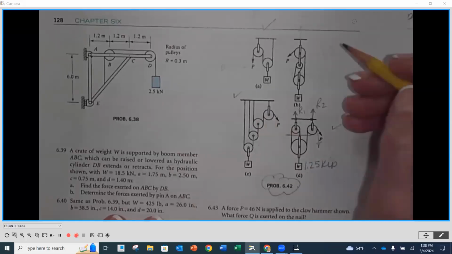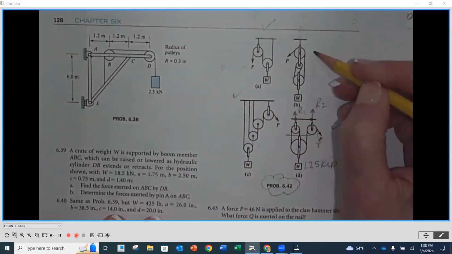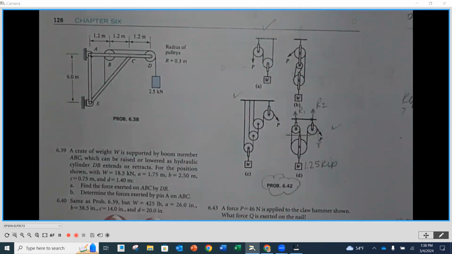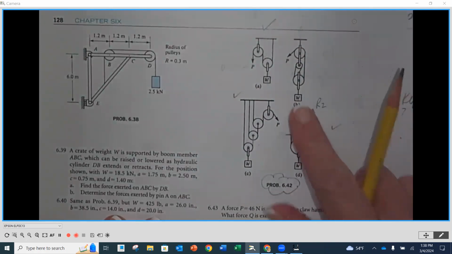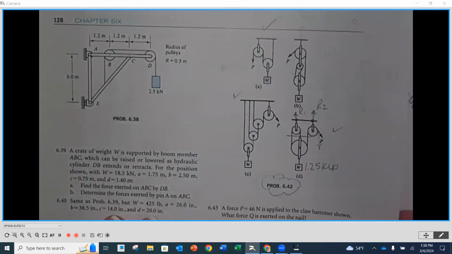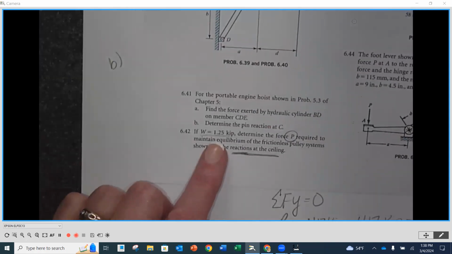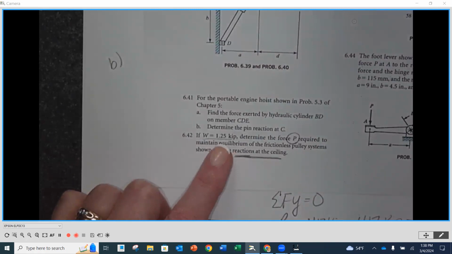So let's look at B. Okay, so here's another pulley problem. The W, the weight that's being held on that bottom pulley, is going to be found down at the bottom here where the problem statement is. It's 1.25 kips going down.